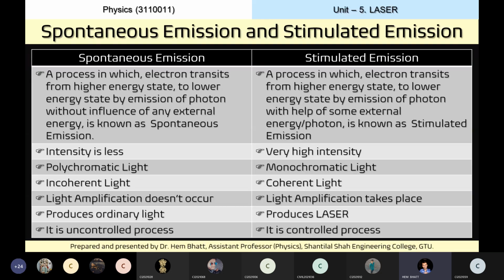Then we have the comparison between spontaneous emission and stimulated emission. 7 points of comparison we had. Again, this is a very important topic from the GTU exam point of view. આ આપણને આવડવું જ જોઈએ આ ટોપિક.